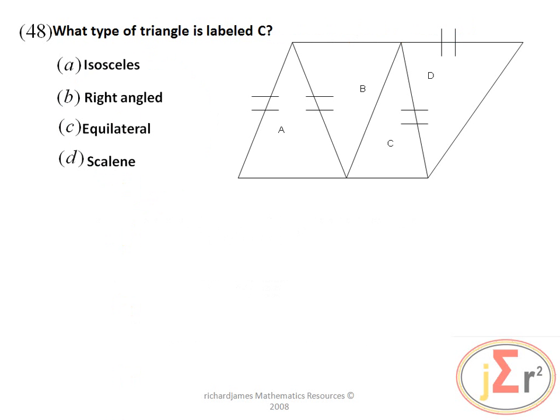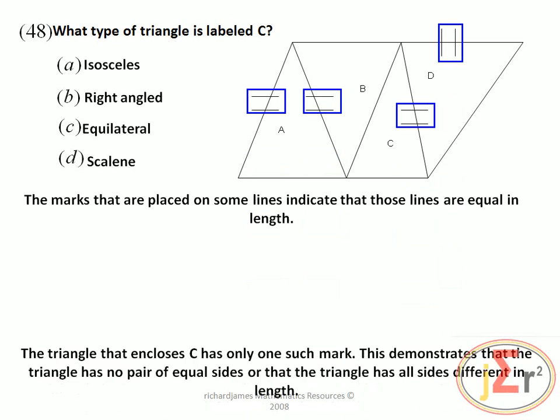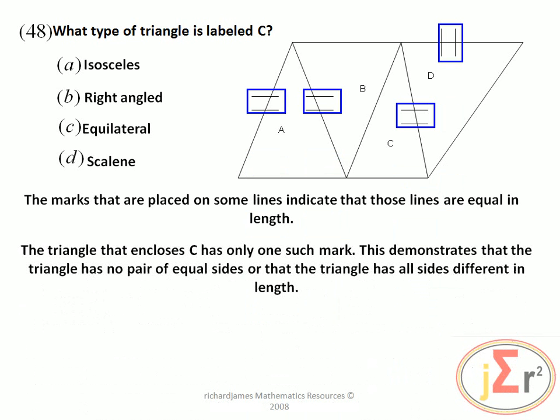What type of triangle is labeled C? The marks that are placed on some lines indicate that those lines are equal in length. The triangle that encloses C has only one such mark. This demonstrates that the triangle has no pair of equal sides, or that the triangle has all sides different in length.